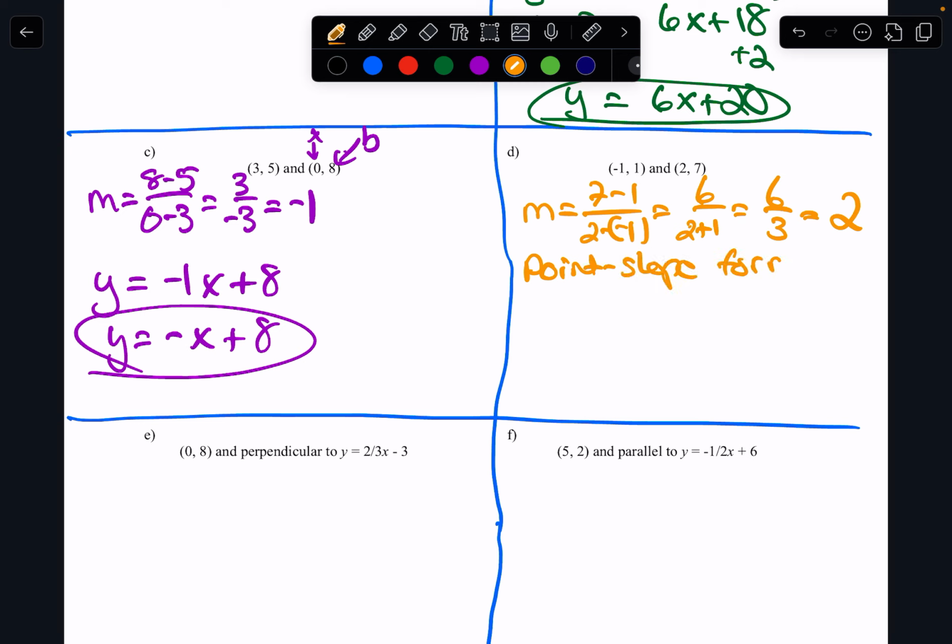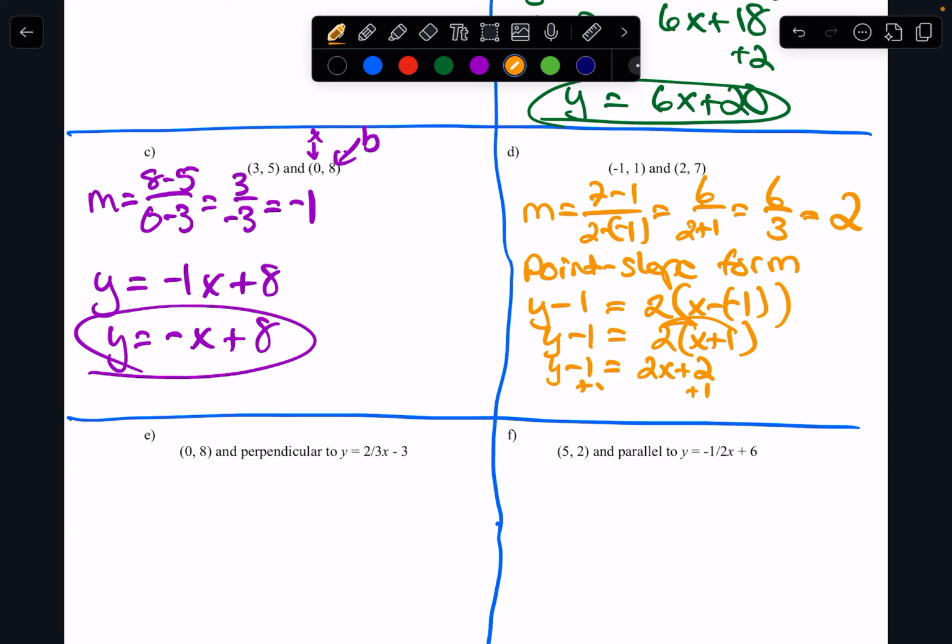And now we can just pick one point, whichever point you find easier. I like the ones, it's just easier calculations. So y minus 1 equals 2 times x minus negative 1. You'll get the same answer from either point. You just have to stick with one point and not mix those coordinates. So y minus 1 equals 2x plus 1. We distribute: y minus 1 equals 2x plus 2, and then we add 1. So we get y equals 2x plus 3 as our answer.